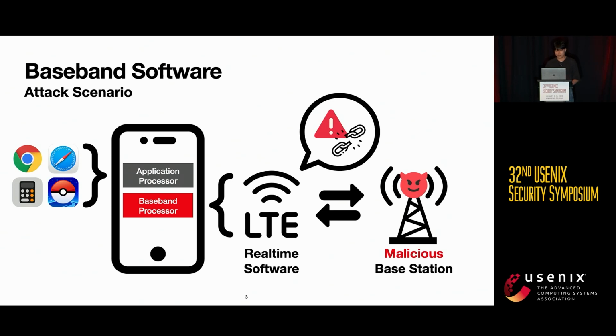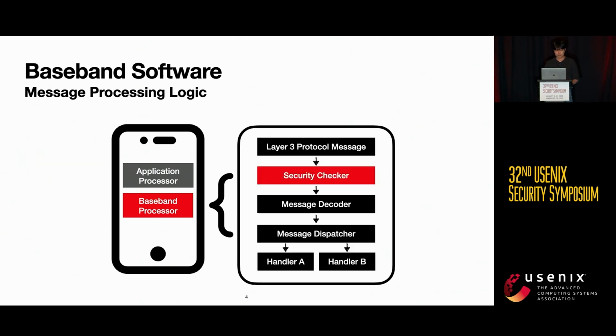The attack scenario we consider here is a malicious base station controlling the communication data with a vulnerability in the real-time software. The baseband handles control plane protocols. In particular, layer 3 includes core procedures such as call control, mobility management, and session management.